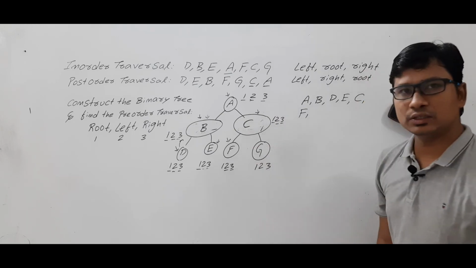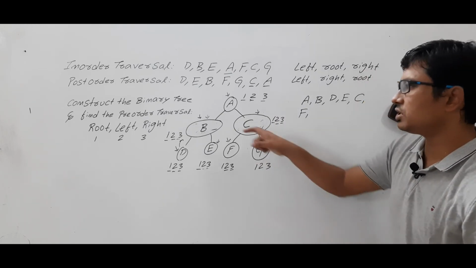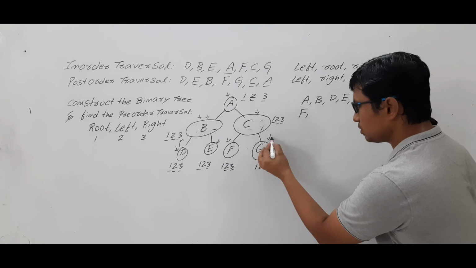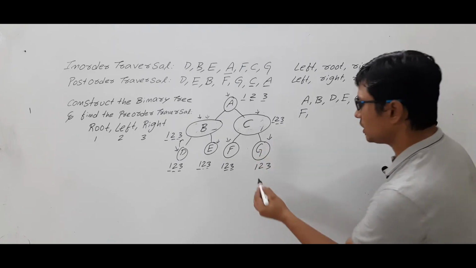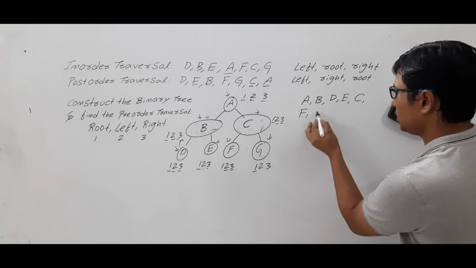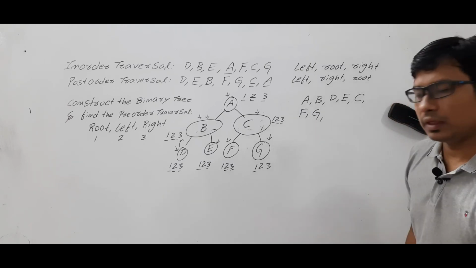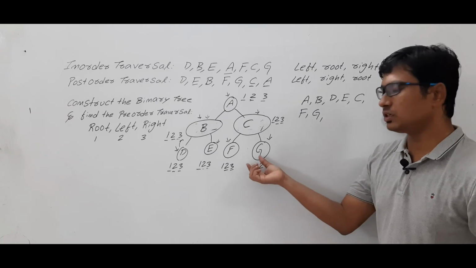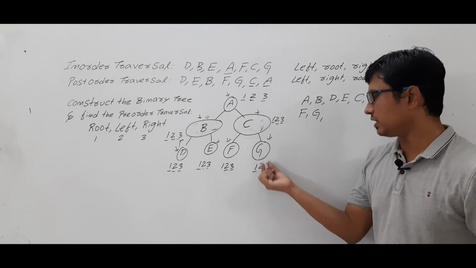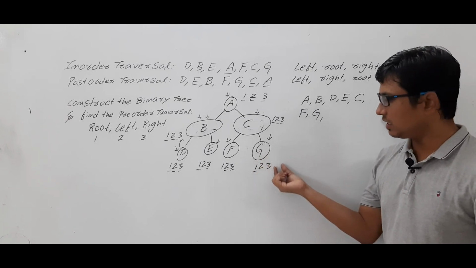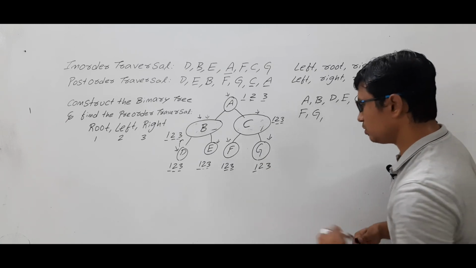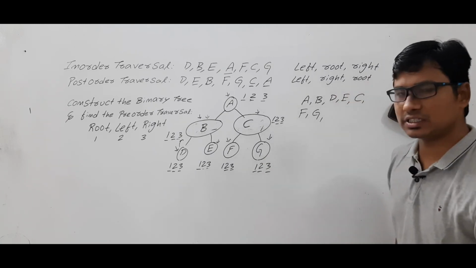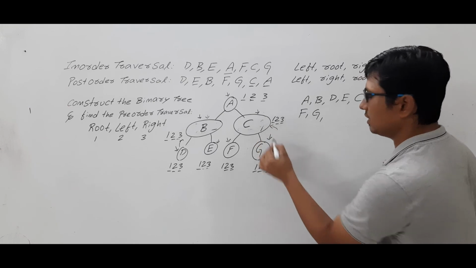Now you need to execute step 3. Step 3 is what? Visit the right node. So you are coming here to G. You execute step 1, so you will get the value G. Step 2: the left child is not there, so it will be null, and it will be written. Then you will execute step 3. Again the right child is null, so it will be written. Step 2 and step 3 are completed. You will come back here.